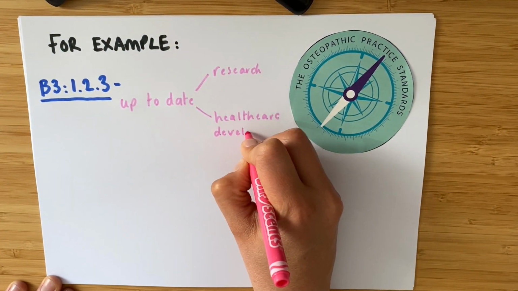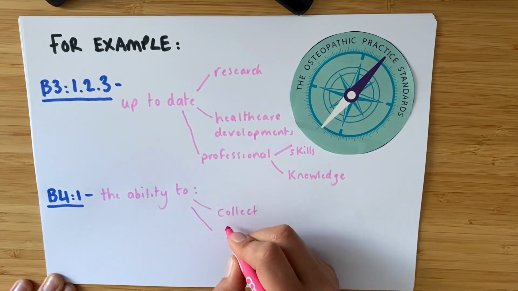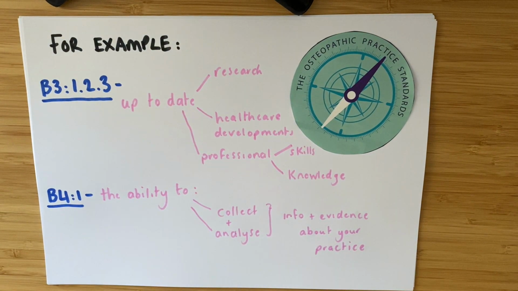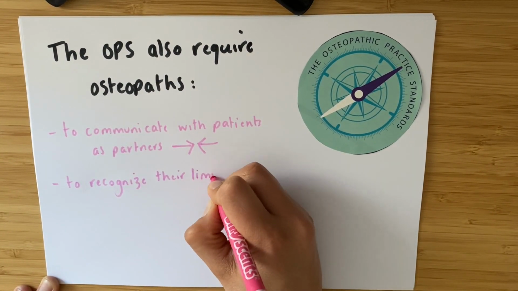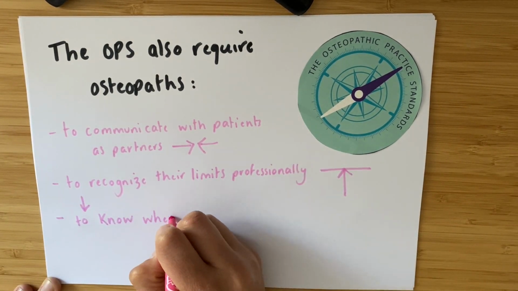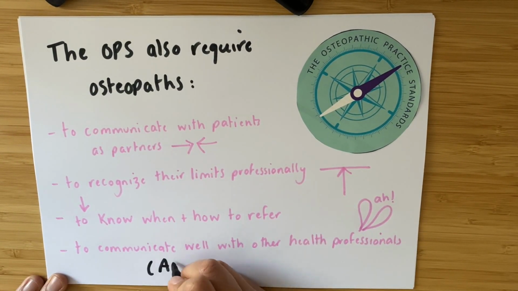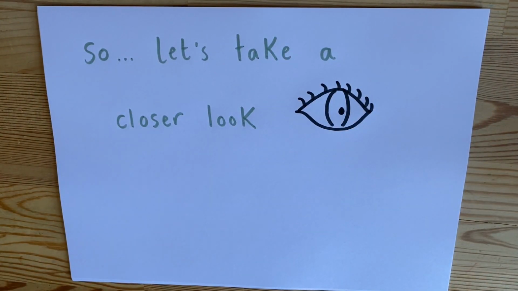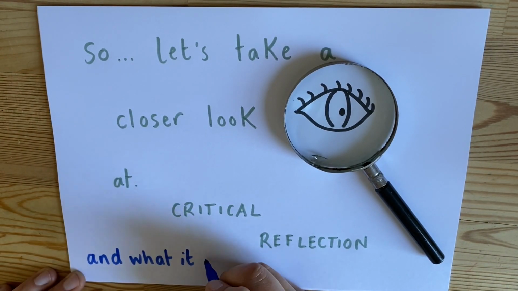The OPS require us to be up to date with research, with healthcare developments, to develop our professional skills and knowledge. They also require us to have the ability to collect and analyse information about our practice. This includes looking at the latest evidence. The OPS also require osteopaths to communicate with patients in a partnership, to recognise the limits of their professional careers, to know when and how to refer, and to communicate well with other health professionals. So let's take a closer look at critical reflection, what it is, and how we develop it as osteopaths.